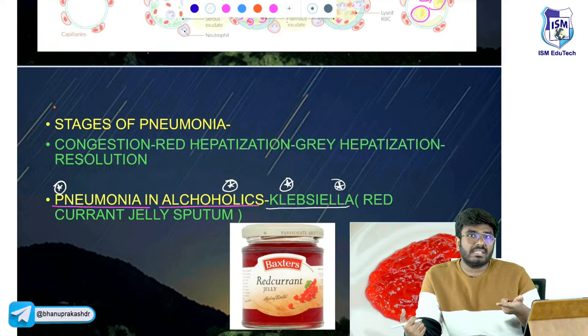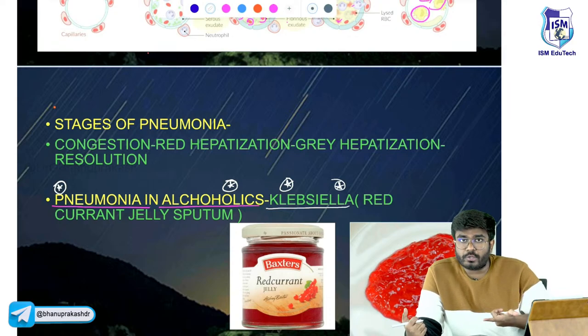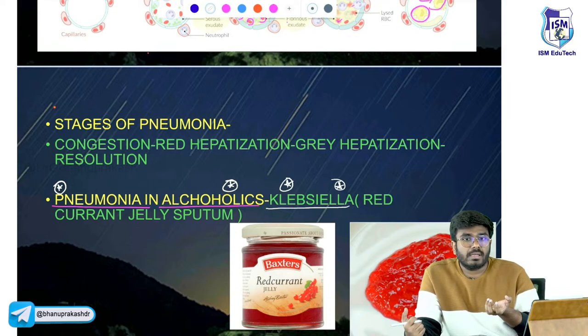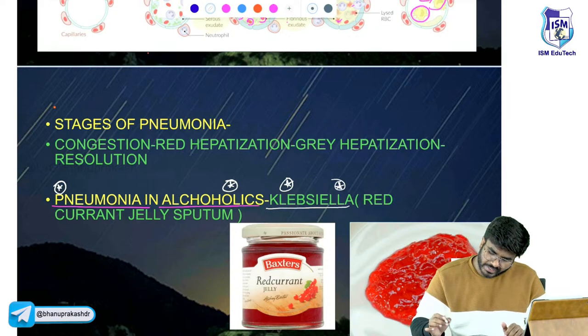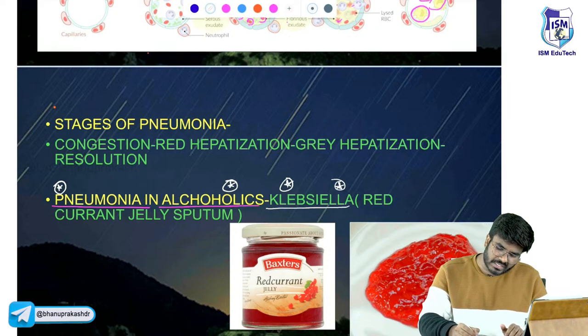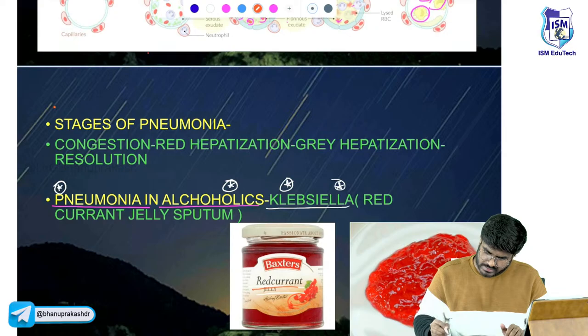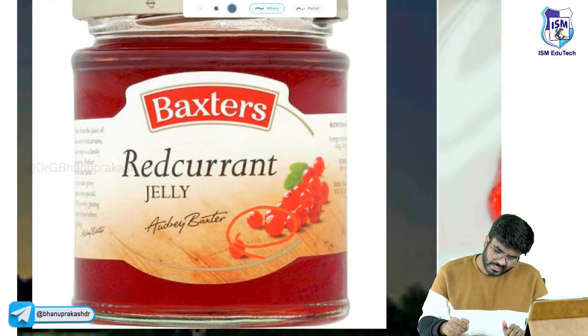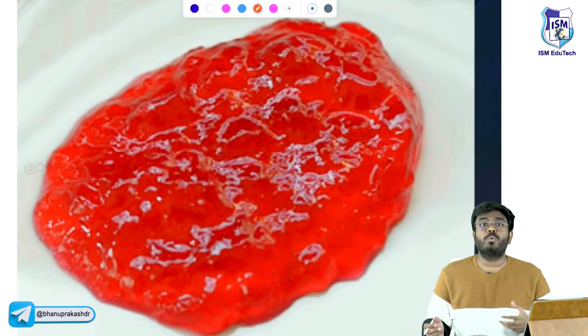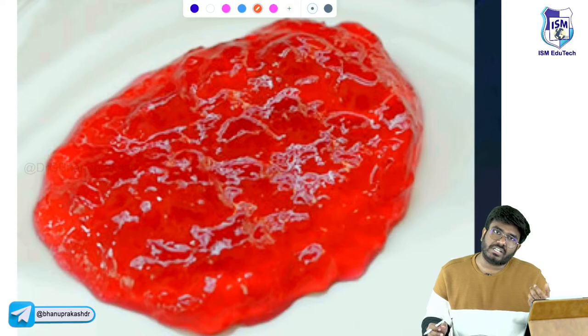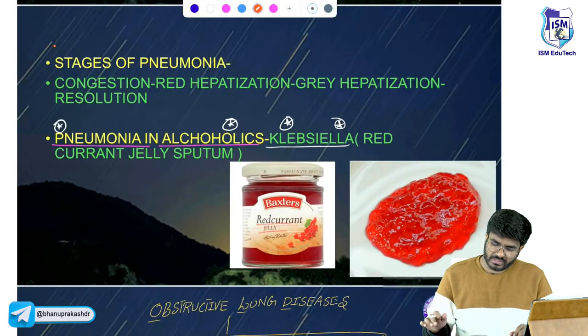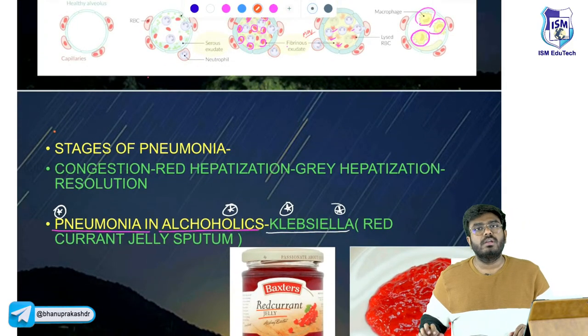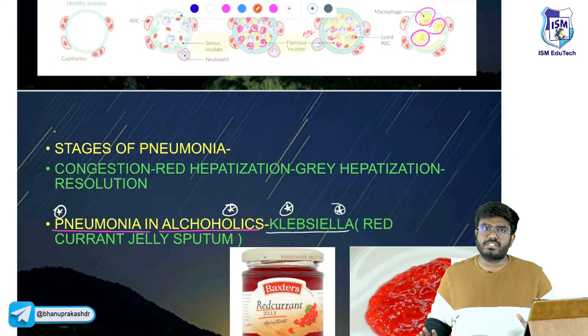When this person is coughing, yes, productive cough is going to come. When the person is coughing, the sputum is going to look like red currant jelly. Okay, these are the red currants. Now, when you make jelly out of them, that is called red currant jelly. So if a patient is suffering with Klebsiella pneumonia, he's going to have a sputum that looks like red currant jelly. These are some important points which I want you to know.